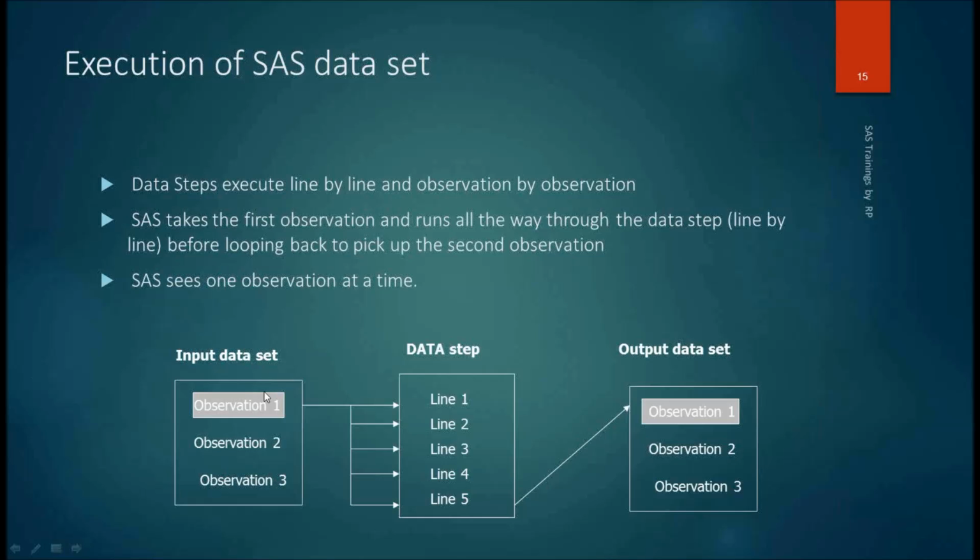If you see the example here, there is an input data set and there is a 5 line program present in a data step. So when you run your code, SAS takes the first observation from the input data set and runs the 5 lines, and it will output to the output data set observation by observation. Which means SAS cannot read all the observations in the input data set at a time.